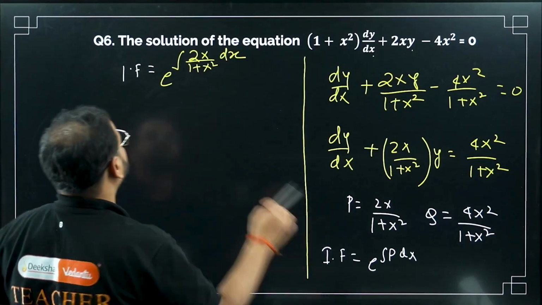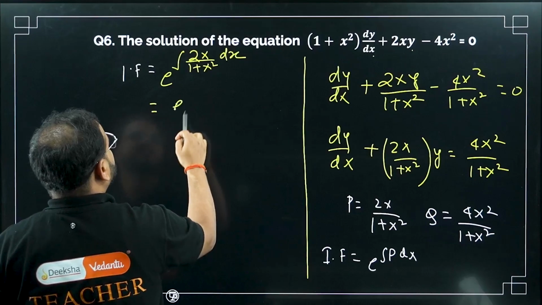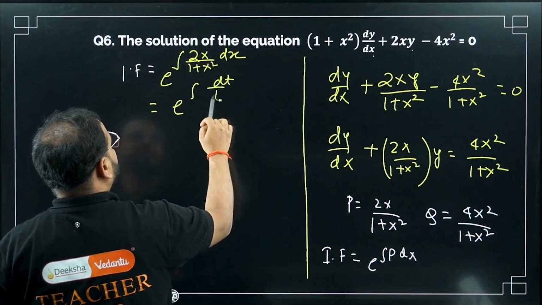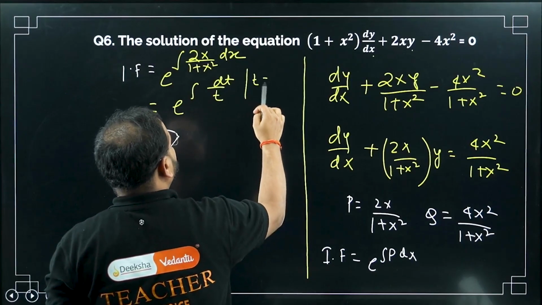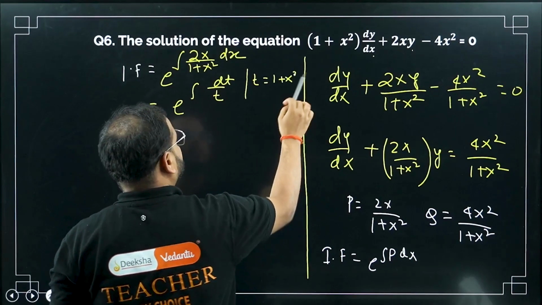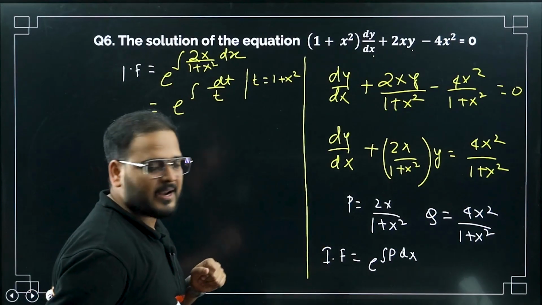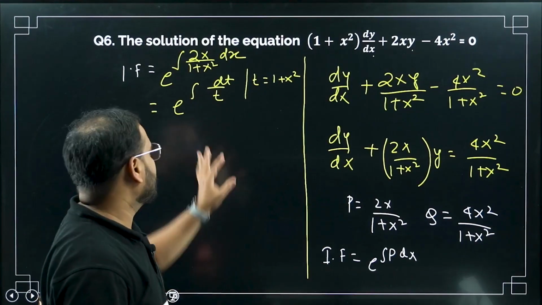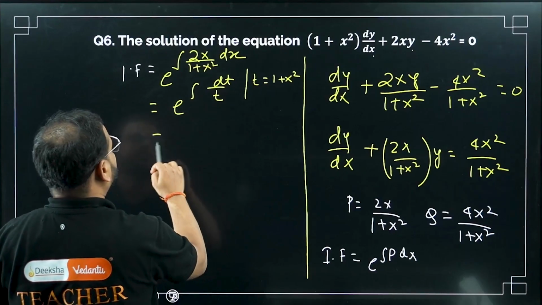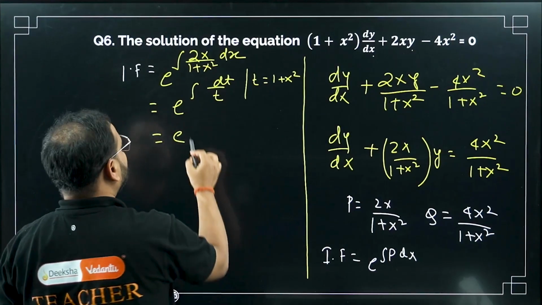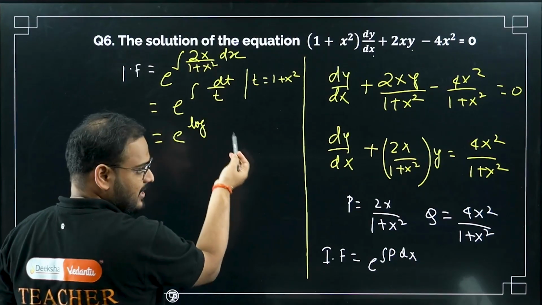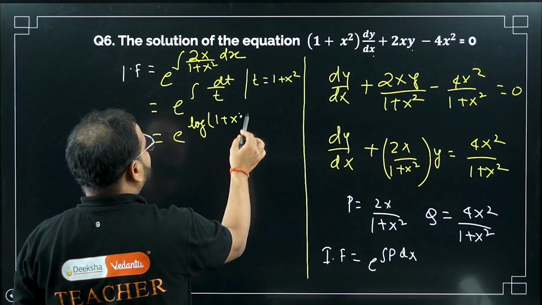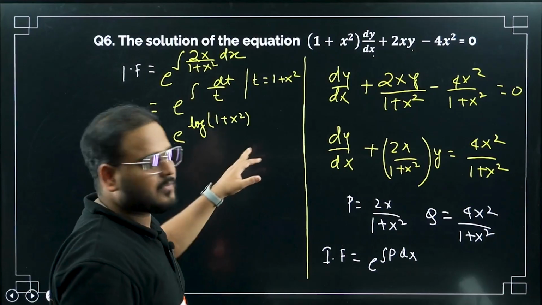T. I'll not write the differentiation, I'll write it like this: e power integral of dt by t. How is this coming? t equals 1 plus x square. Correct, right? So this is my statement from here. From this I can get what? That's why I said I can write directly e power log of t. And what is t? t is simply 1 plus x square. I can write this directly also. I hope you can understand it.